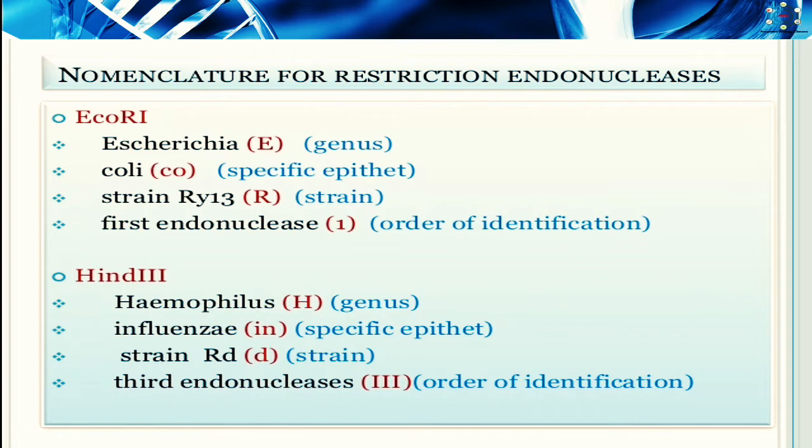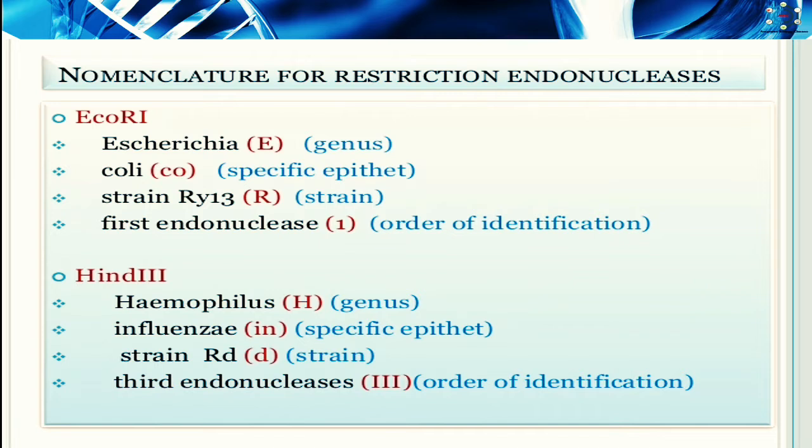So like in case of enzyme EcoRI, which is isolated from Escherichia coli RY13, and it is named as follows. The capital letter E comes from Escherichia, that is the genus. The letters co come from coli, that is the specific epithet or species name. The letter R comes from RY13, that is the strain, and the Roman number I indicates it was the first enzyme isolated from the bacterium E. coli RY13. So this is the way of nomenclature.